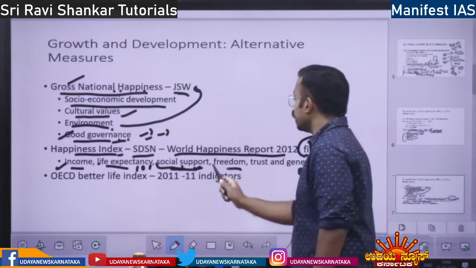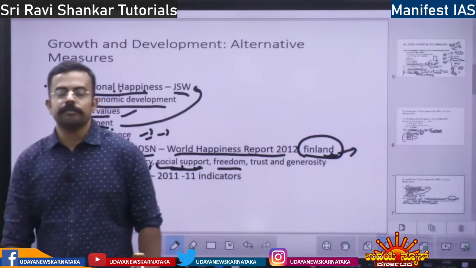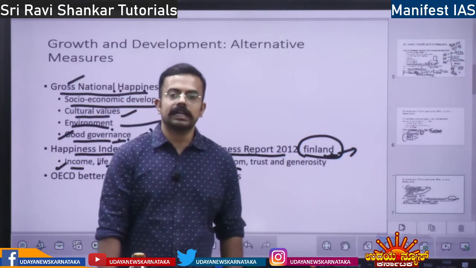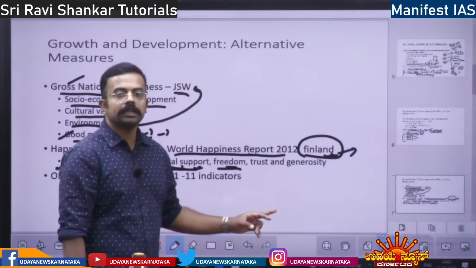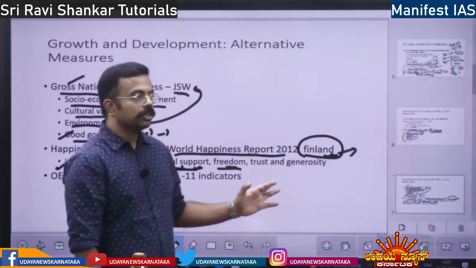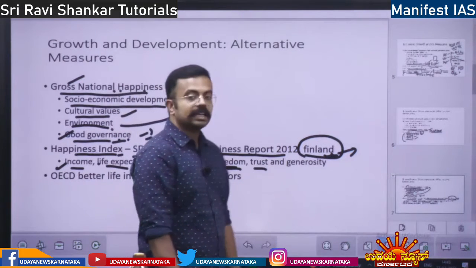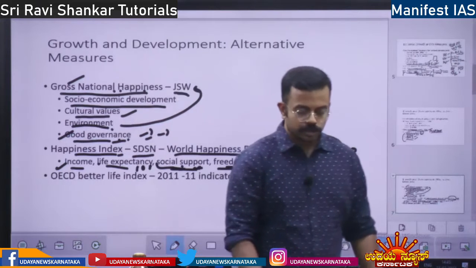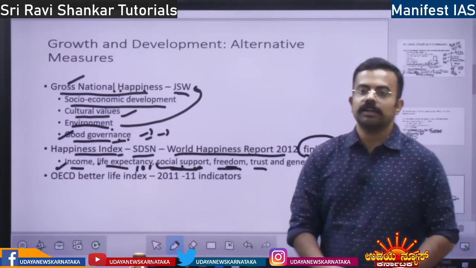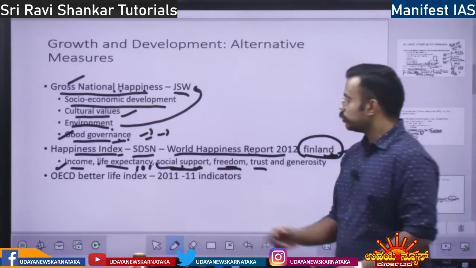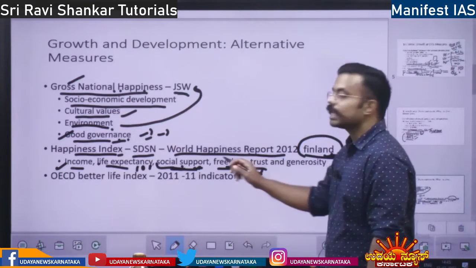Along with that, freedom. If you have freedom of speech, if you can travel wherever you want within the country, you can practice any occupation you want, whatever work you want. So if there is freedom, then you are happy. And if there is trust, suppose you give 100 rupees to some person and he doesn't return it, would you be happy? No. But if there is trust in the society, then there is happiness.